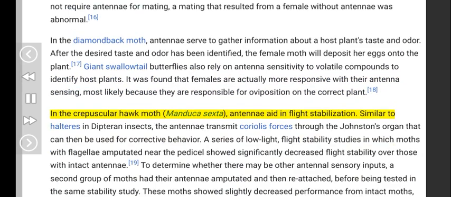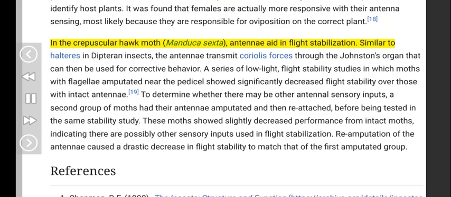18. In the crepuscular hawk moth, Manduca sexta, antennae aid in flight stabilization. Similar to halteres in dipteran insects, the antennae transmit Coriolis forces through the Johnston's organ that can then be used for corrective behavior.